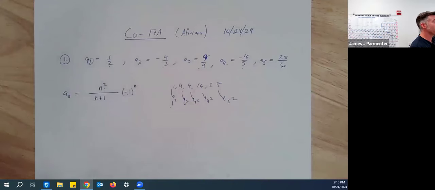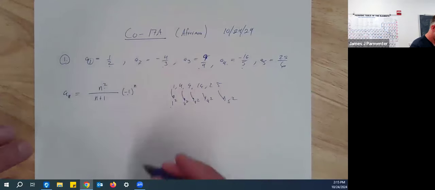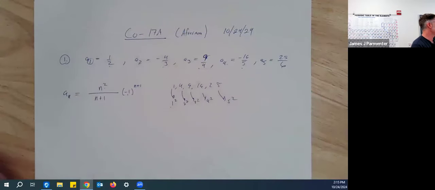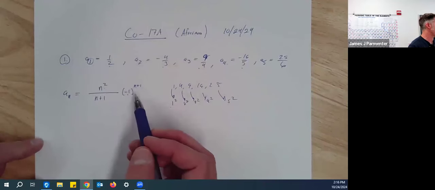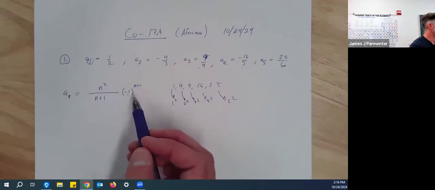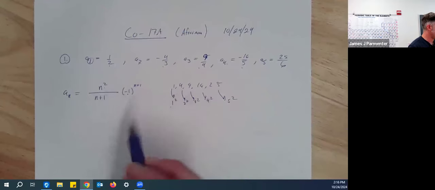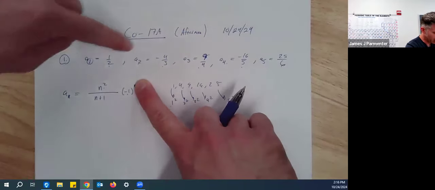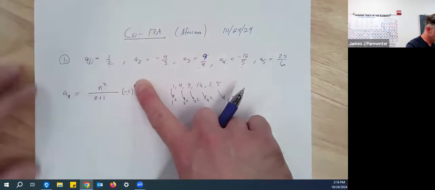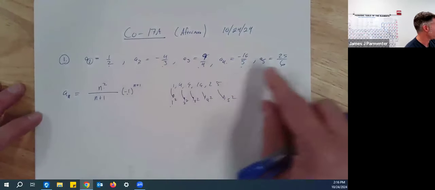So if you get the wrong sign with what you've written, add 1 to your power there, and that'll fix it. Because now when you plug in 1, you get negative 1 to the second power, and negative 1 squared is positive 1. And that'll alternate every term the right way instead of the wrong way. So if I had just done that, it would have been negative, positive, negative, positive, negative. If I do that, it's going to be positive, negative, positive, negative, positive.